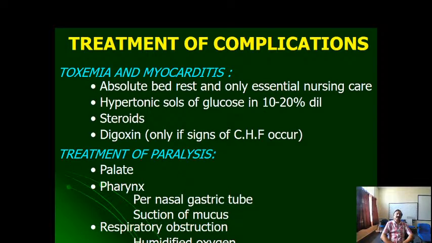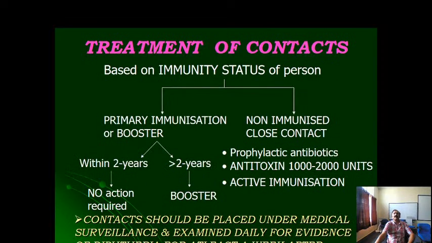And if there is respiratory obstruction, you would like to give some humidified oxygen, or if the obstruction is too much, then you may think of doing a tracheostomy. As far as contact is concerned, based on the immunity status, either primary immunization or booster can be given, or non-immunized can be given.